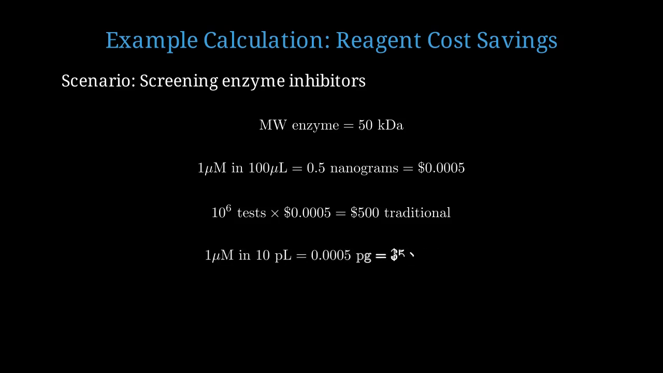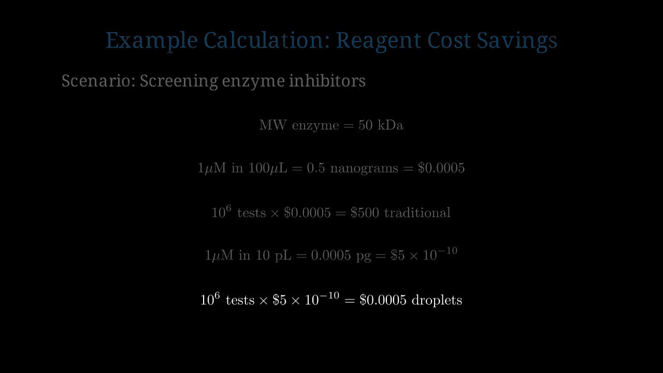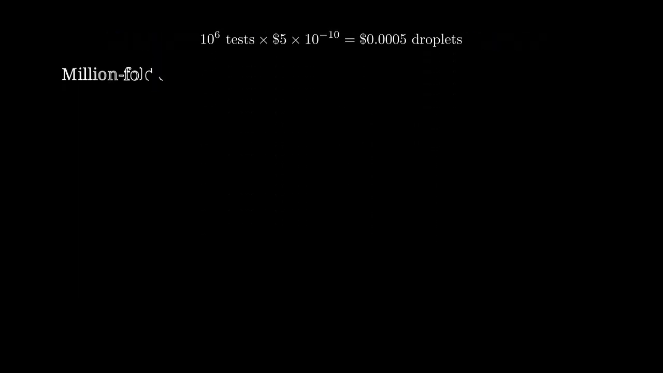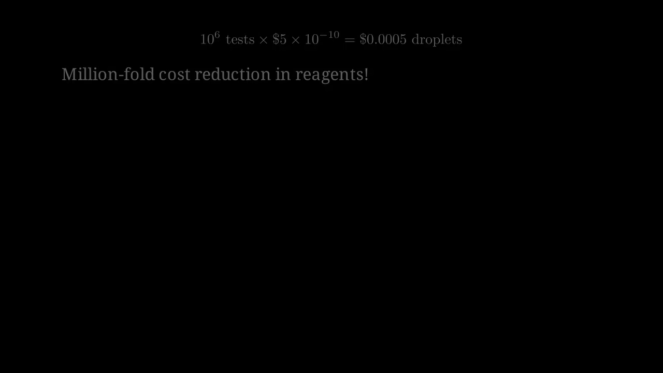Now in a 10 picoliter droplet, you need only 0.0005 picograms, costing 5 times 10 to the minus 10 dollars. For 1 million tests in droplets, that's only 5 ten-thousandths of a dollar, or half a cent total for enzyme. That's a million-fold reduction in reagent costs. When you're working with precious samples or expensive reagents, this makes previously impossible experiments suddenly feasible.